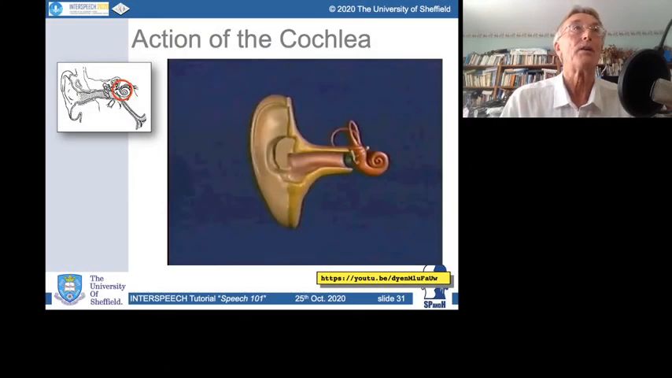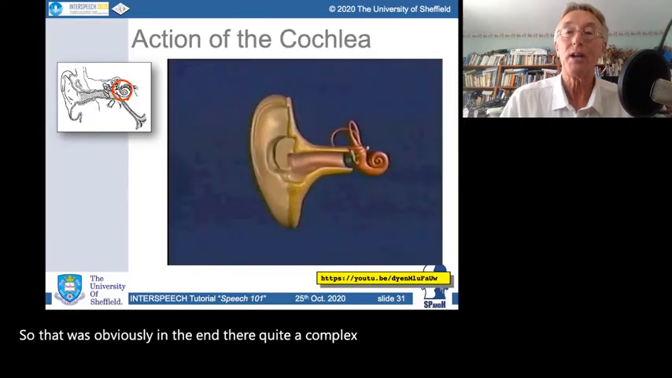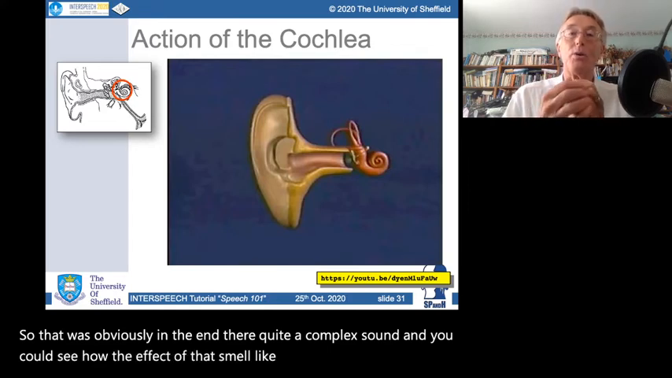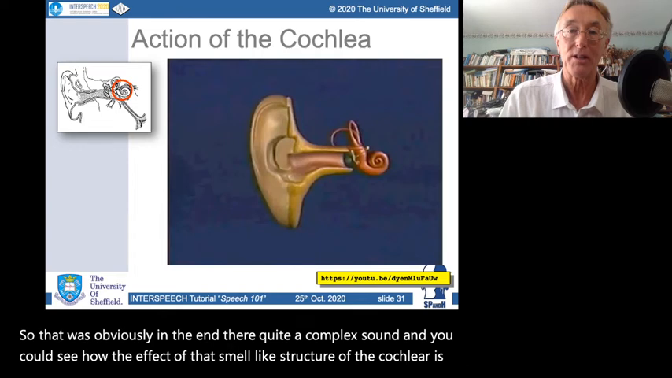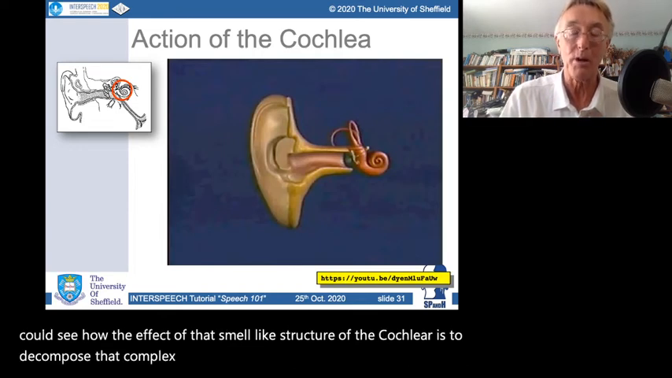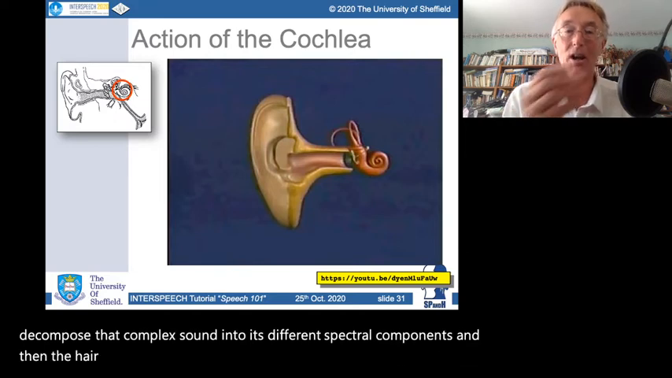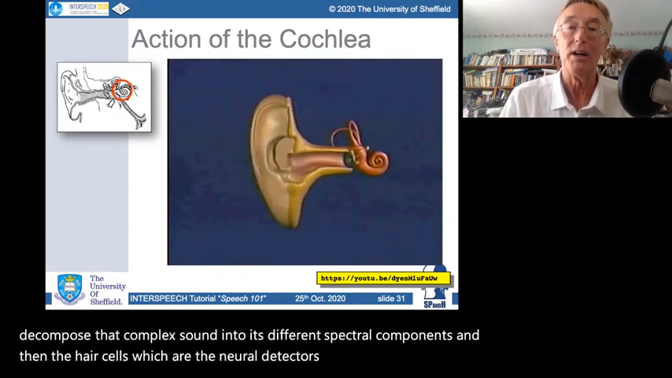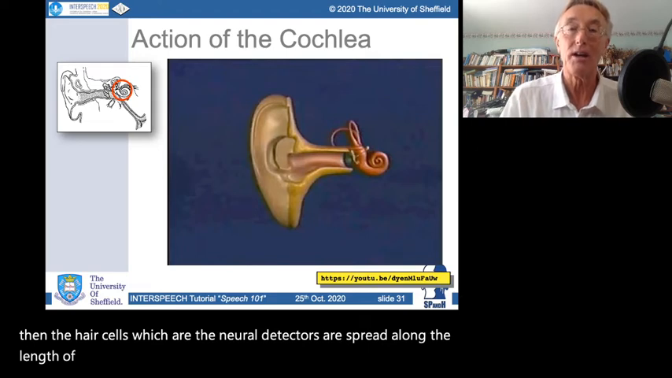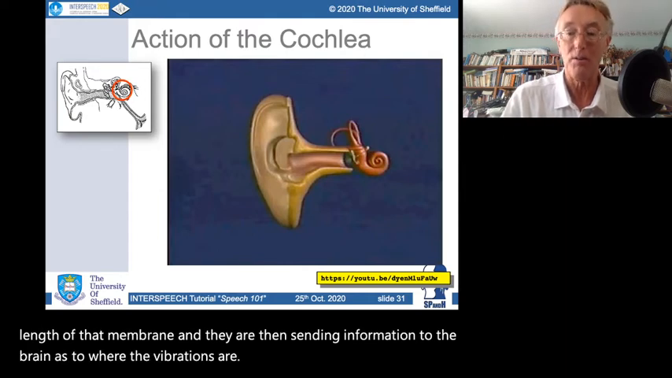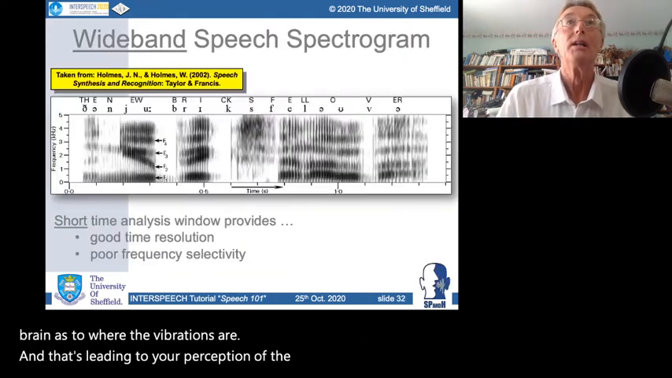So that was obviously, in the end, quite a complex sound. And you could see how the effect of that snail-like structure, the cochlea, is to decompose that complex sound into its different spectral components. And then the hair cells, which are the neural detectors, are spread along the length of that membrane, and they are then sending information to the brain as to where the vibrations are, and that's leading to your perception of the timbre of the sound.